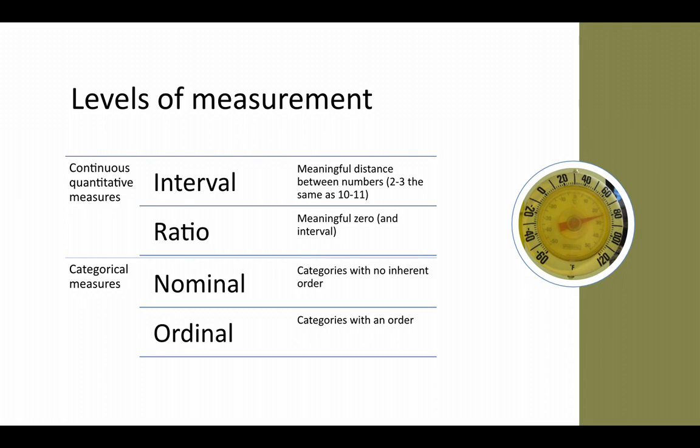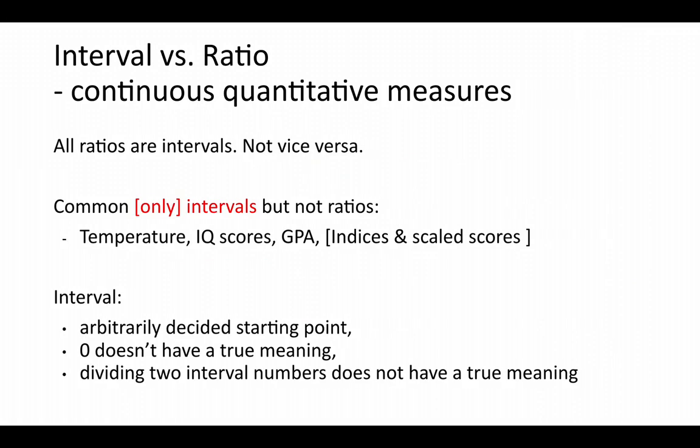And for categorical measures, you have nominal and ordinal. The difference is whether or not you have an order, right? If the categories are ordered, then you say this is an ordinal measure. Otherwise, this is a nominal measure. All right, so the difference between interval and ratio.